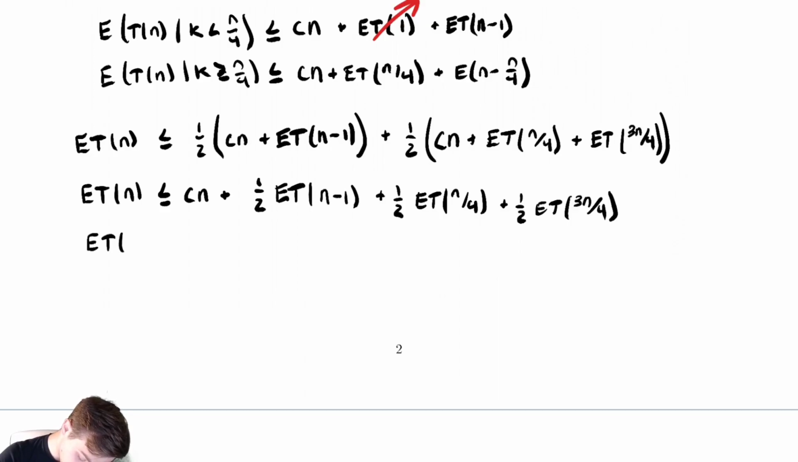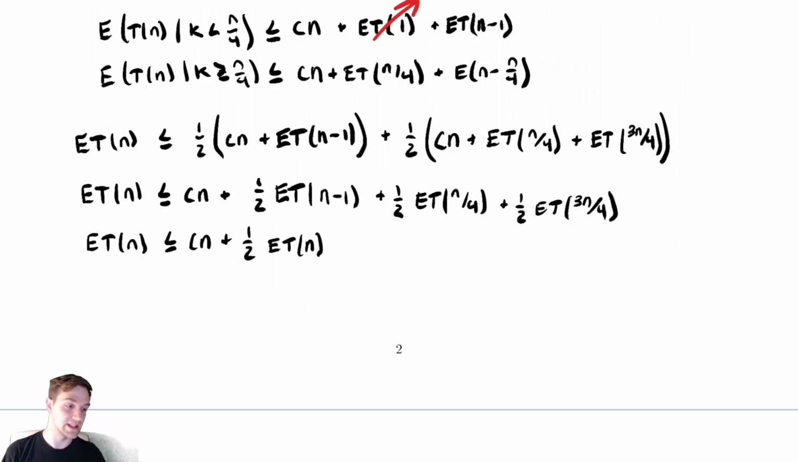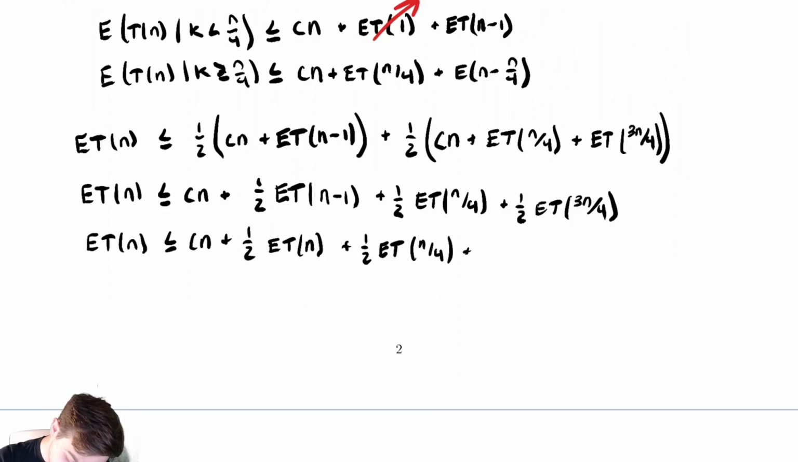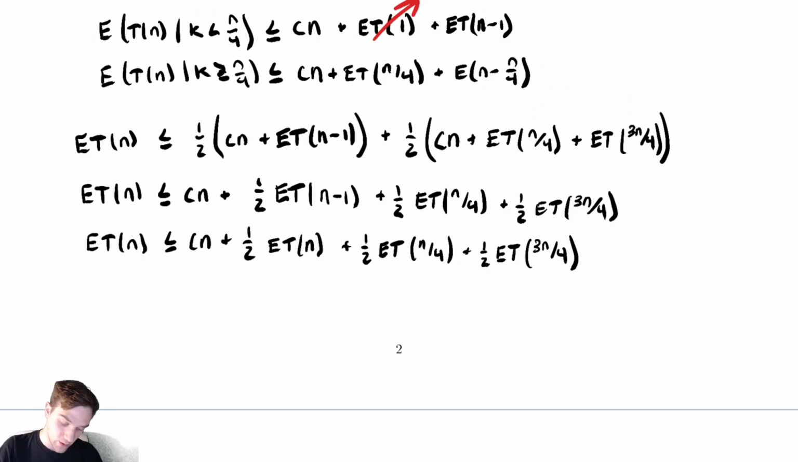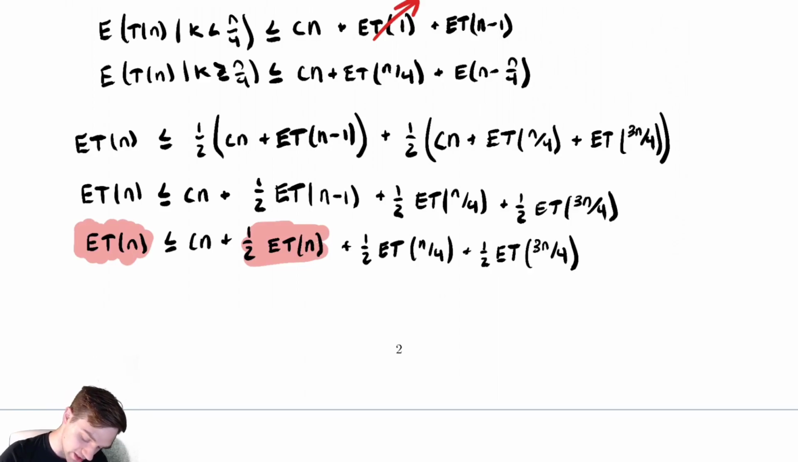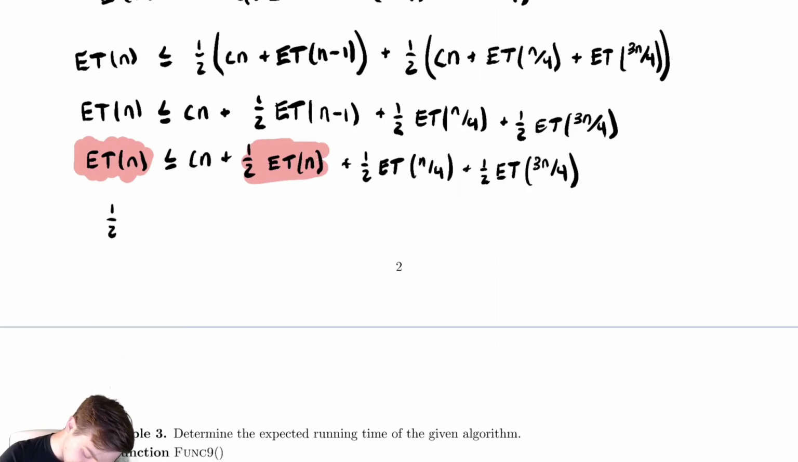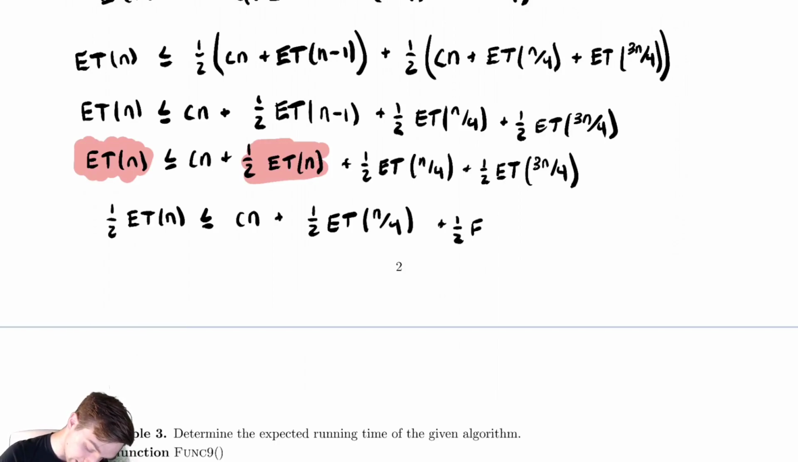So we get ET of n is less than or equal to cn plus 1/2 ET of n. I'm again going to replace the chip and conquer with an ET of n instead, and then we're going to try to group it together with the ET of n on the left-hand side. So plus 1/2 ET of n over 4 plus 1/2 ET of 3n over 4. Now, as we've seen already, we have a 1/2 ET of n here and an ET of n over here. We can subtract 1/2 ET of n from both sides and group those together. Doing so, I'm left with a 1/2 ET of n on the left-hand side less than or equal to cn plus 1/2 ET of n over 4 plus 1/2 ET of 3n over 4.